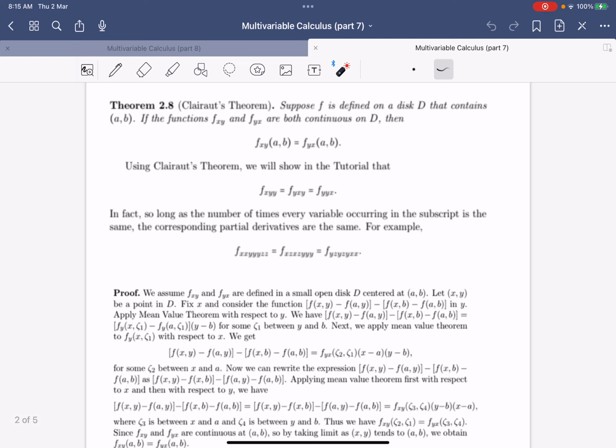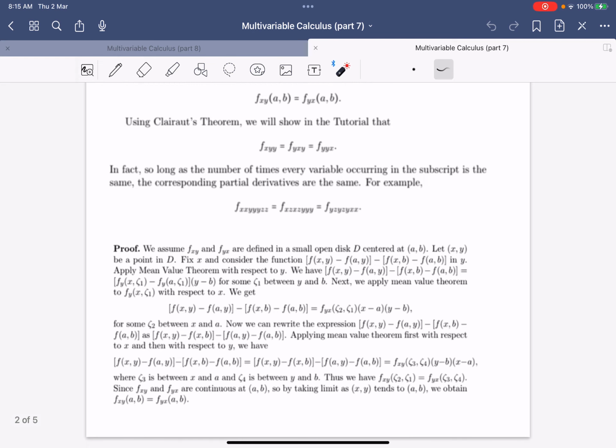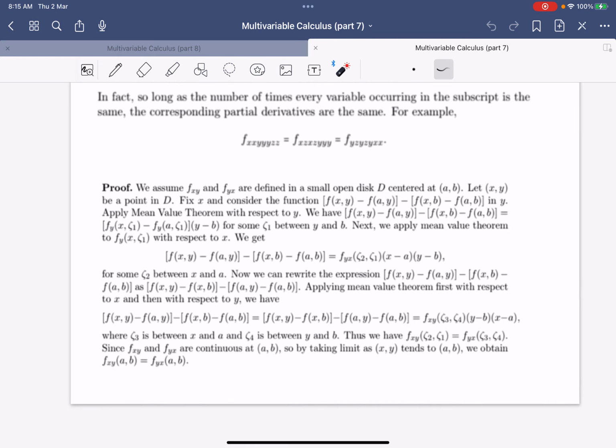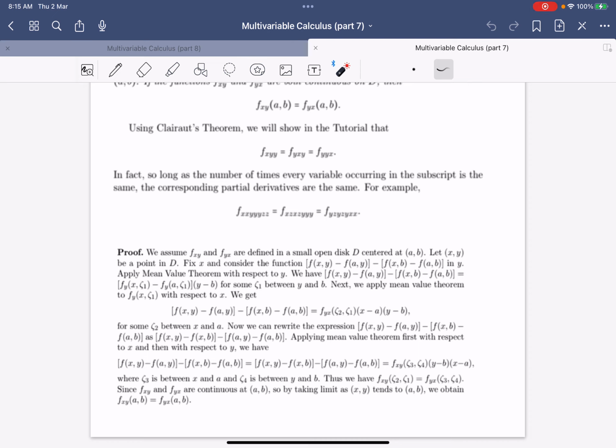An important theorem in multivariable calculus is that if you know that your second derivative functions fxy and fyx are continuous, then they will be equal as well. And you can extend this to showing that any permutation of any number of variables, as long as you have the same number of each variable occurring, they will be equal. So we just need to prove this for the second order derivative. And really, you're using just the concept of the mean value theorem in the single variable case.